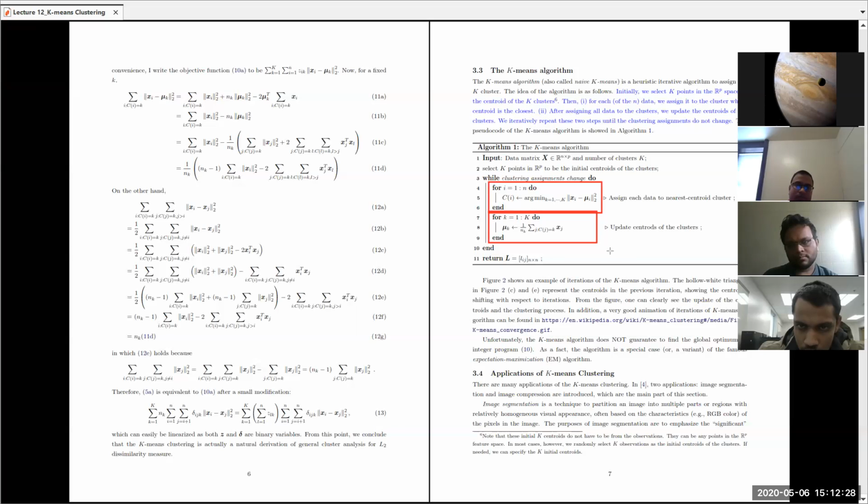No, the truth is not. You need to finish all this n data assignment, then you update the cluster centroids. Be careful, there are two different things. That's why I didn't put it here. And another thing, don't forget here it's i from 1 to n, and here it's k from 1 to K. They're different.